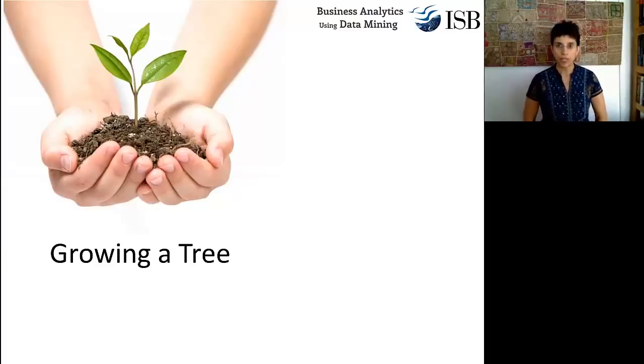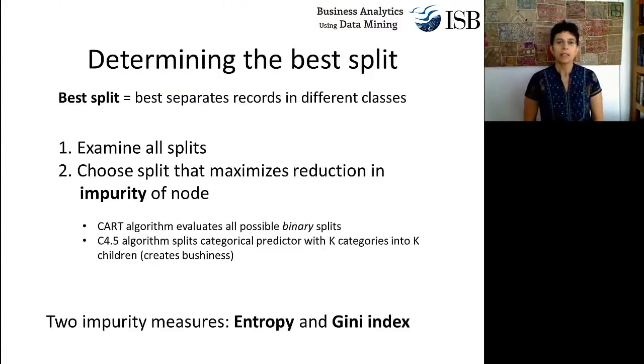In order to start a tree, we're going to have to choose which predictor to split on and on what value to split. In order to determine that, we're going to have to define what is a best split. A best split is going to take a group of records and break them down into 2 subgroups so that we have hopefully more of a majority of one class in the resulting children nodes.